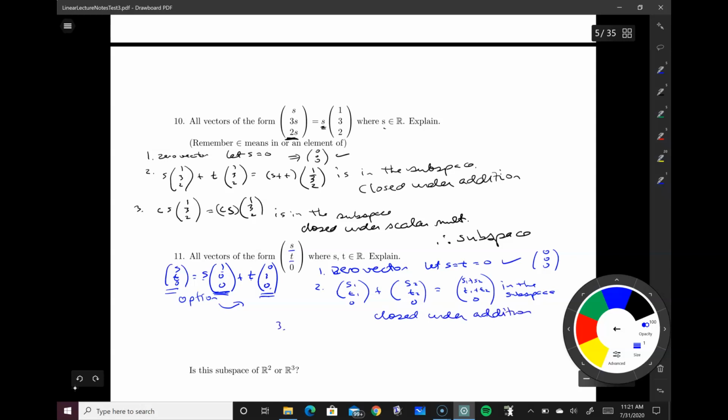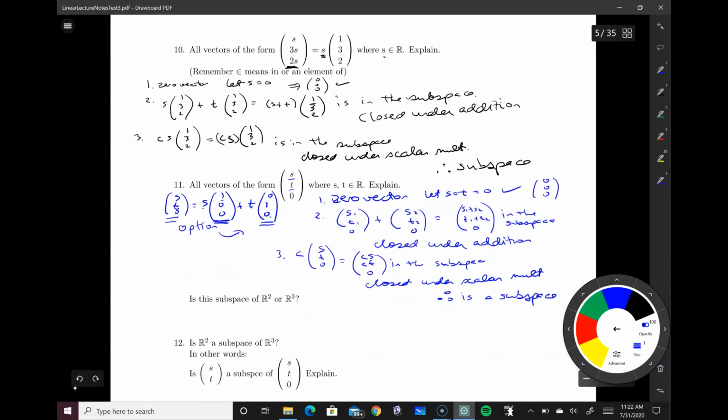All right, so let's look at multiplying by a constant. If I take a constant times s, t, and 0, that's the same as saying cs, ct, and 0. This is in the subspace. So this is closed under scalar multiplication. So therefore, this is a subspace.